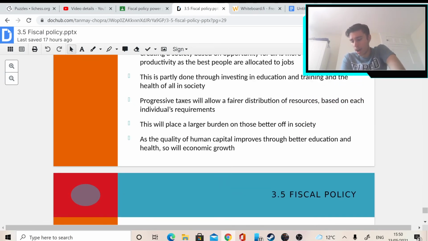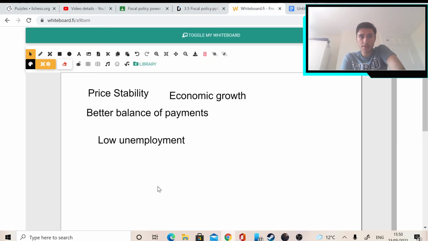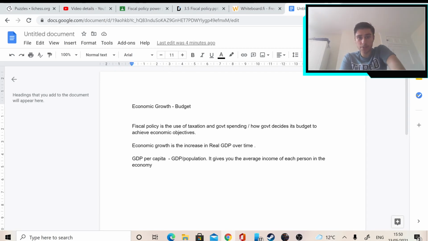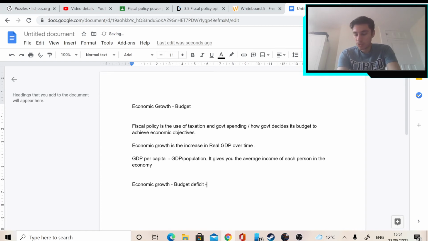I'll just explain to you how, when you try to achieve some economic objectives, you have to compromise with the other ones. Now imagine you want to achieve economic growth, which is again an increase in GDP, the value of goods and services. You will tend towards a budget deficit so that you can give more money to the businesses. So government spending increases. Government spending has increased.